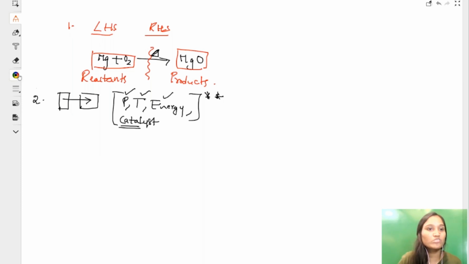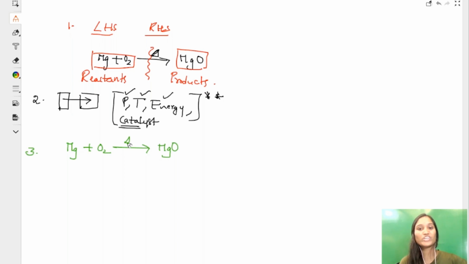Now point number 3. This is also one important point. Now observe the same equation. Magnesium plus oxygen leads to formation of magnesium oxide, okay, in presence of heating. Now, looking at this chemical equation, is there any way that you can tell me the physical state of magnesium, physical state of oxygen? Can you tell me, looking at the equation, not by using your knowledge, just looking at the equation?